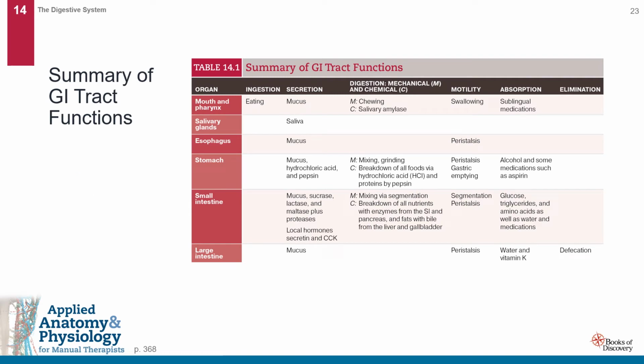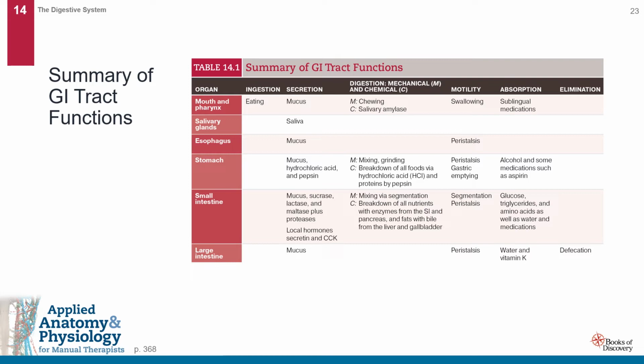So we see here a very nice table illustrating the summary of the GI tract functions. And we look first at the organs that are listed. The organs that are listed to the left here are the mouth and the pharynx, the salivary glands, the esophagus, the stomach, the small intestine, and the large intestine.